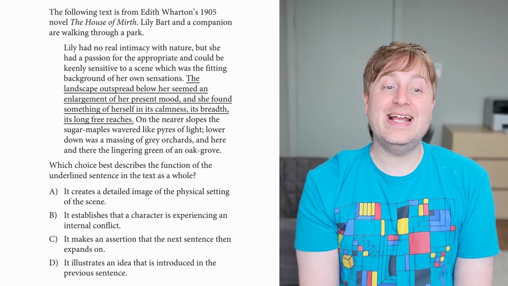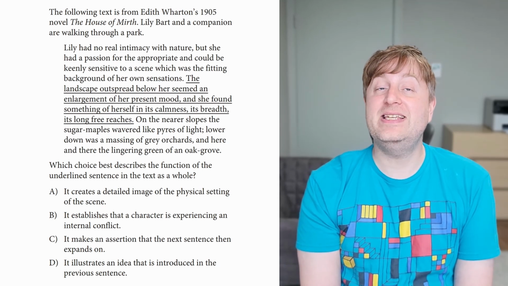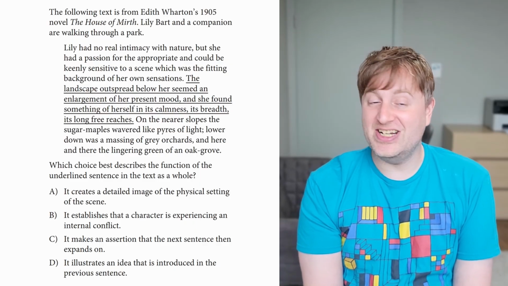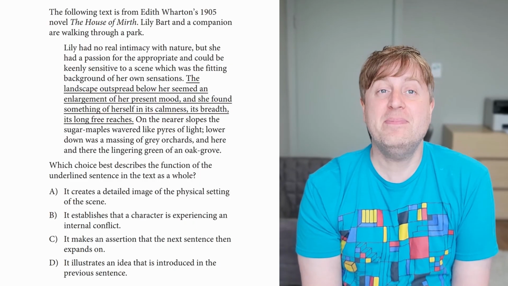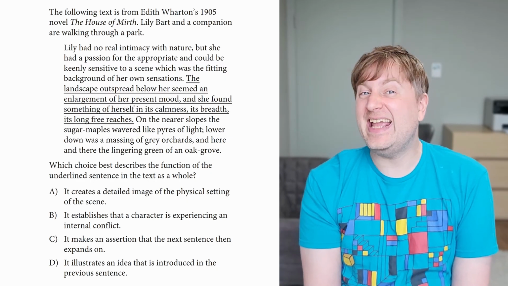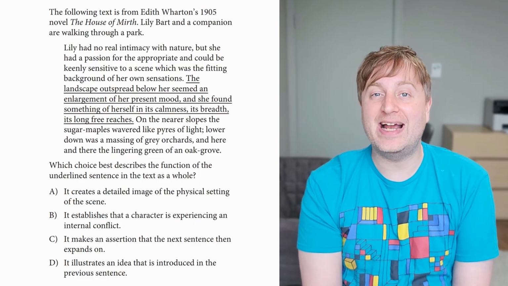A. It creates a detailed image of the physical setting of the scene. Now this one may be tempting because it mentions physical setting, but the sentence in question doesn't really create a detailed image of that physical setting. Rather, it characterizes the setting as an extension of Lily's mood, so it's unlikely to be the correct answer.